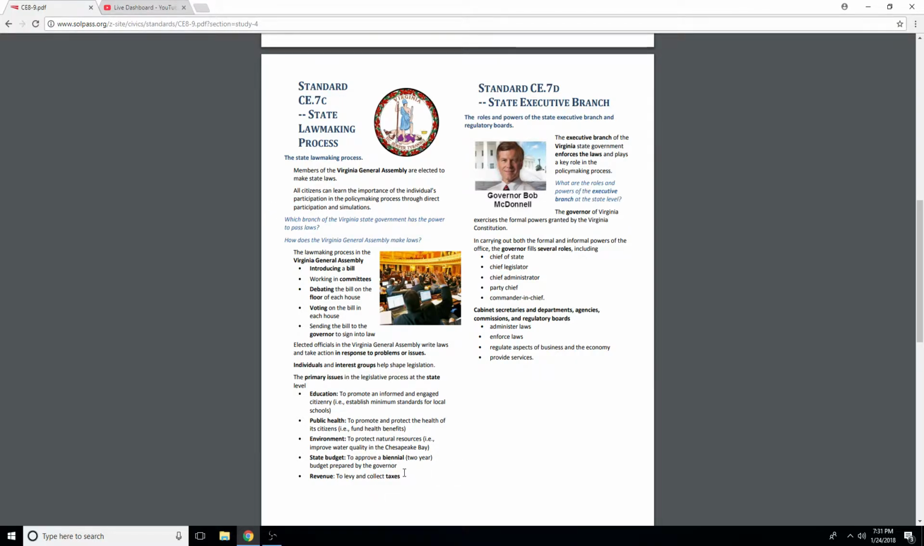The one thing that's going to be different that you're going to be tested on is this part down here. What are the primary issues for the states? So we've got education. It's pretty much anything around schools. They're the ones in charge of it. That's why you take SOLs. If you go to Florida, you take FCATs. Each state is in charge of its education, different state tests and things, and different standards.